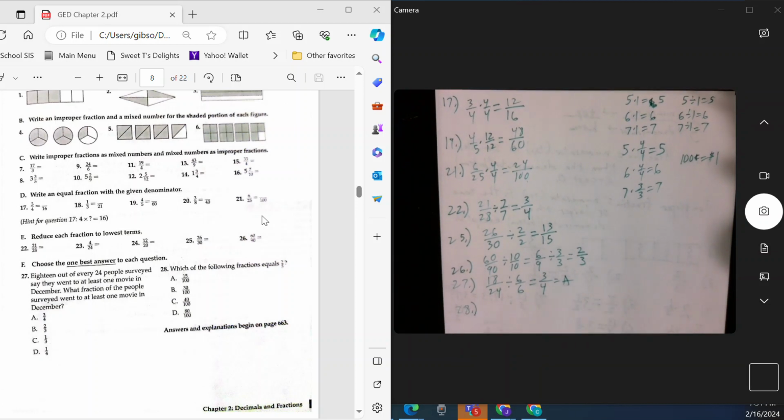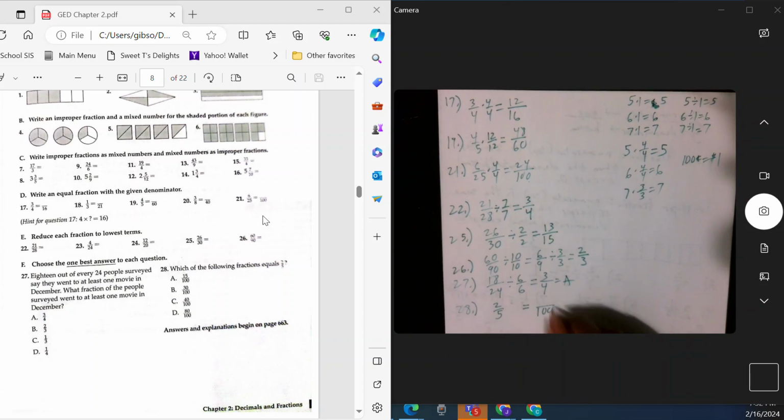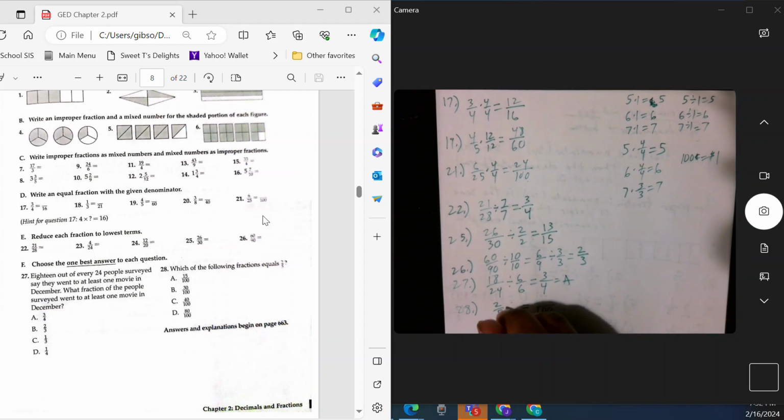Problem 28. Which of the following fractions equals, it looks like it says 2/5. So what we would have to do is this here. You notice that all of them have a denominator of 100. So we'll do 2/5, and then we want the denominator to be 100. So we ask ourselves, 5 times what is 100? We know 5 times 20 is 100. So we'll multiply this by 20 over 20. 5 times 20 is 100. 2 times 20 is 40. So it's 40 over 100, which is C.